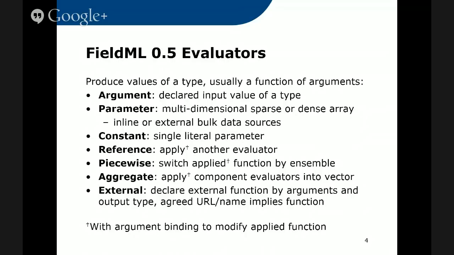The other kind of starting point is that you can map to parameters. Parameters are indexed by those ensemble sets, so you can have 1, 2, 3 n-dimensional sparse or dense arrays.